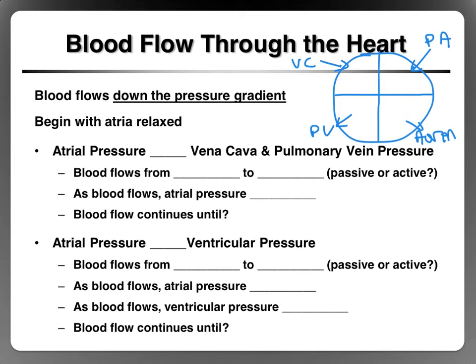We've already established in a previous recording that the driving force for blood flow is a pressure gradient. And blood will always flow from an area of high pressure to an area of low pressure. So let's track the pressure changes that drive blood flow through the heart. We're going to begin with the atria relaxed. And when the atria are relaxed, the pressure in the atria is low.